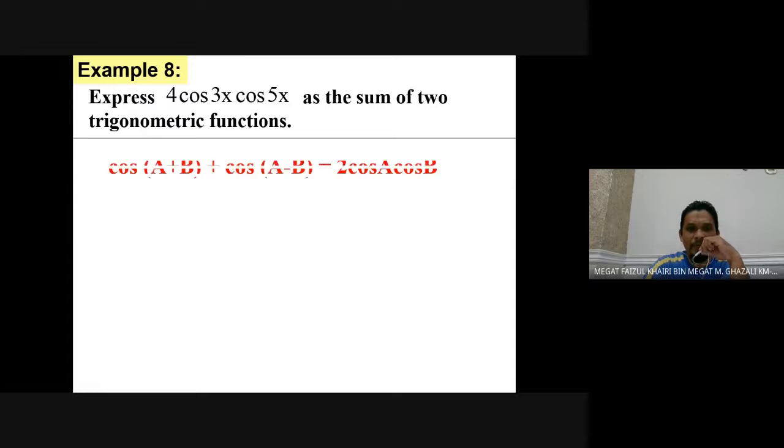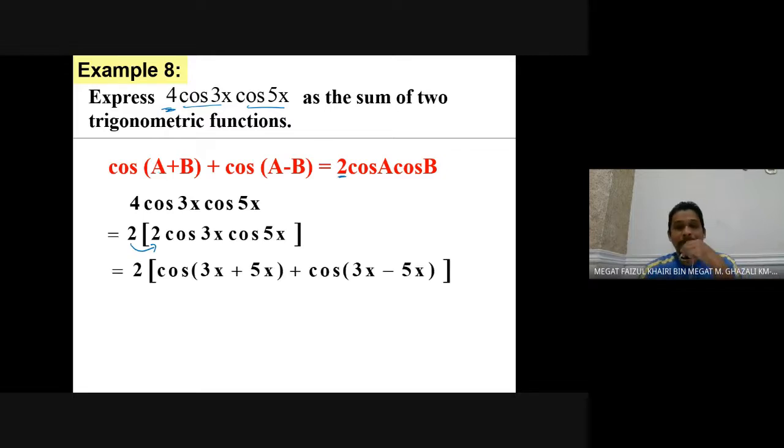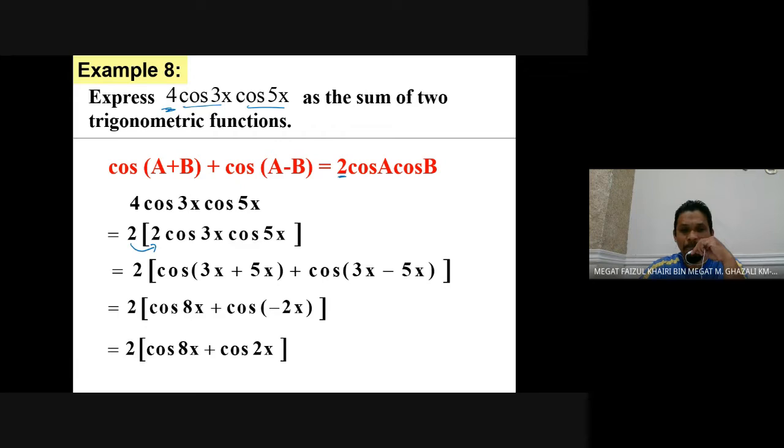Now look at this one here: 2 cos 3x cos 5x. We have 4 here and 2 here. So take out a 2, 2 times 2 equal to 4. So 2 cos 3x cos 5x. For this one here, cos 3x plus 5x equal to 8x, 3x minus 5x equal to negative 2x.